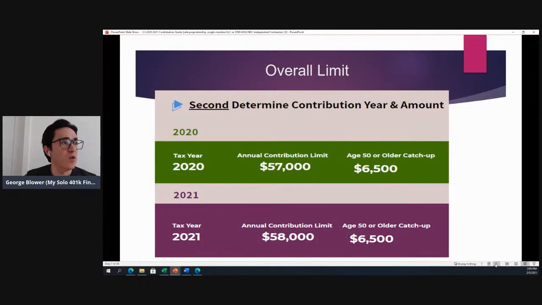So the next consideration is going to be the overall contribution limit. So for 2020, the overall limit is $57,000. Your catch-up limit is $6,500 if you're 50 or older. So that's how you can get to $63,500 because the catch-up limit doesn't count towards the 57. Then you've got $58,000 for 2021. And the catch-up limit stays the same at $6,500. So you can get up to $64,500 if you're 50 or older. And you'll see with some examples how we get there.